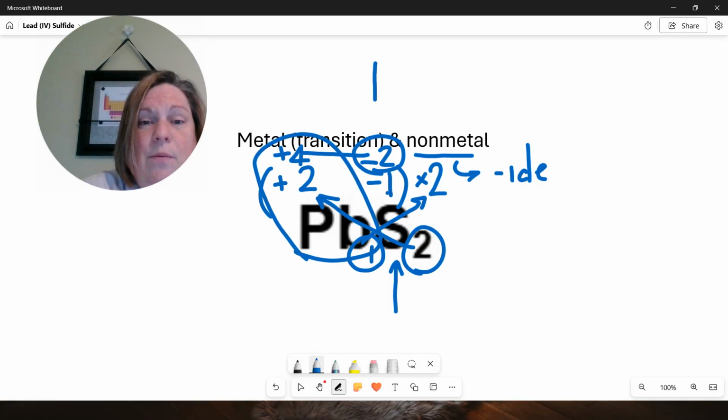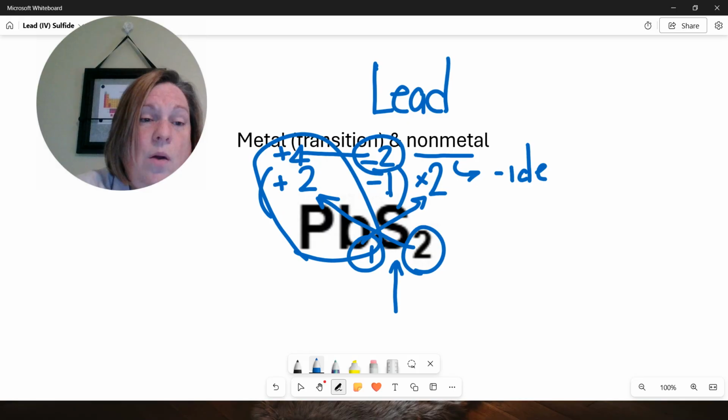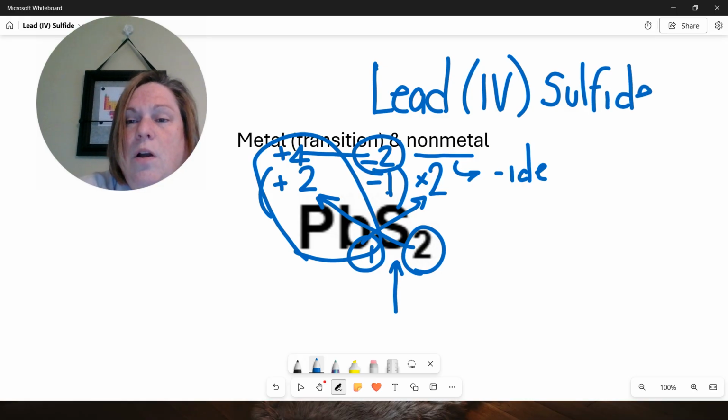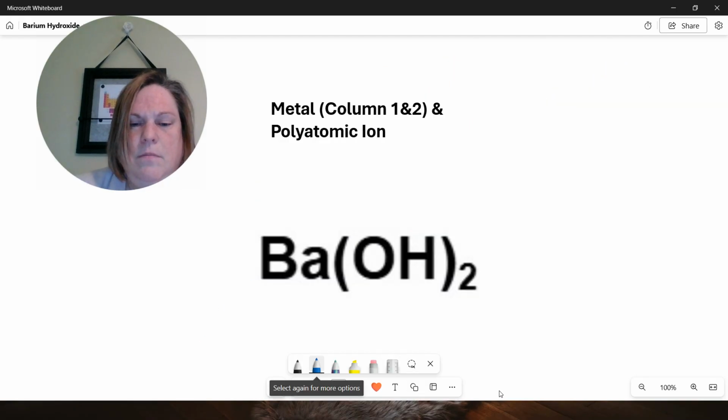And so when we name it, we say lead. And then I have to tell the oxidation number with a Roman numeral that means 4 in parentheses. So 4 is the IV. And then, of course, we name the nonmetal, which is sulfur, with an IDE ending. So it's lead(IV) sulfide. Let's look at the next example.